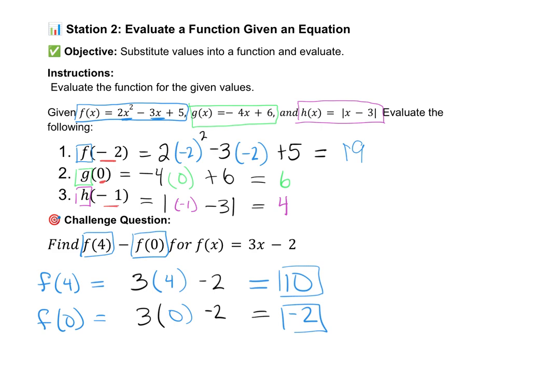Now I can answer the second question where it's saying f of 4, which is 10, minus f of 0, which is -2. This will give me the answer 12.